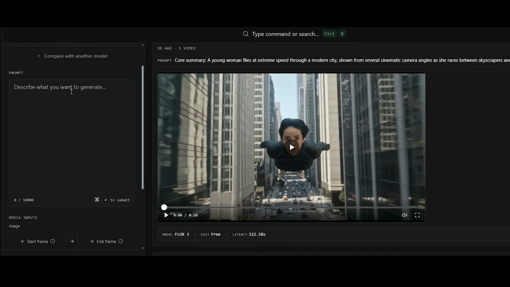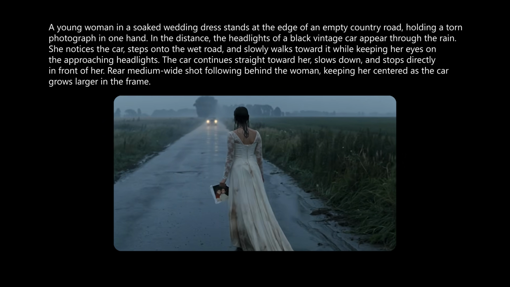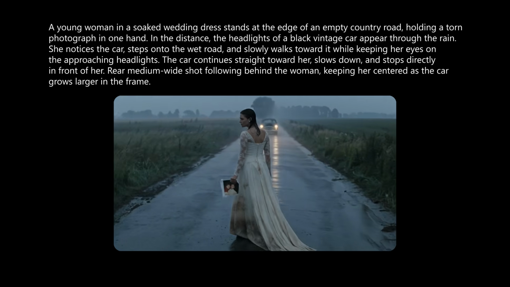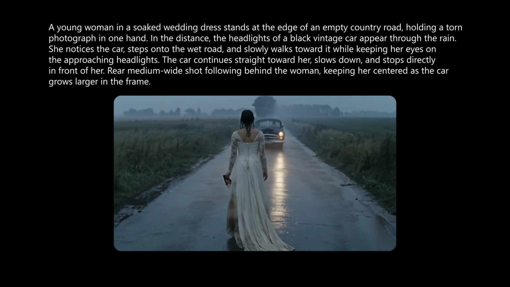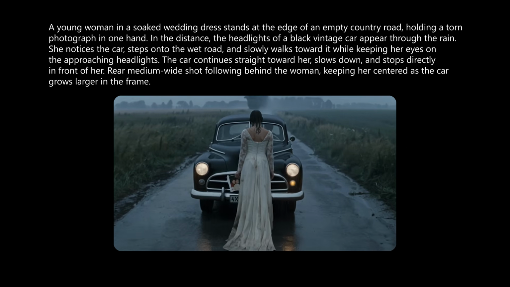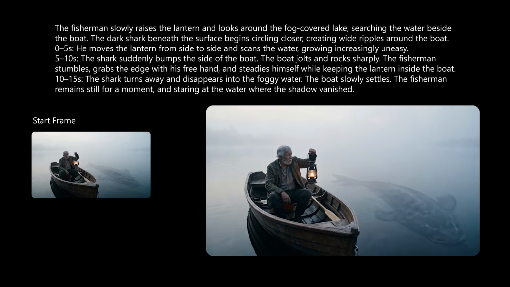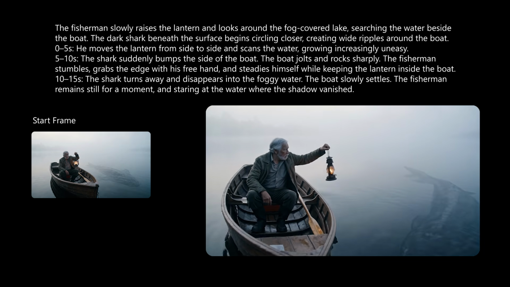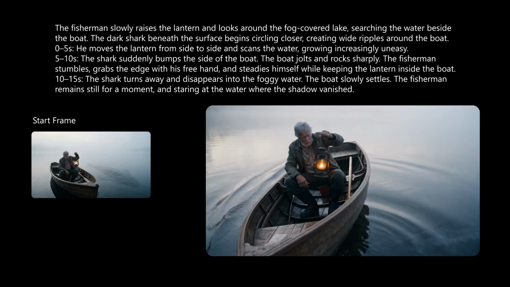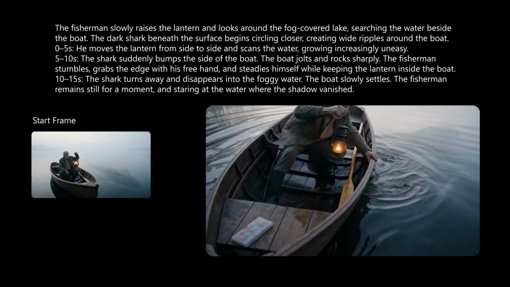The way you prompt Flux 3 depends on what you start with. In text to video, you're building the shot from scratch, so your prompt needs to describe the scene, the subject, and what happens. But with image to video, the image already gives Flux the starting point. Your job is mainly to describe what happens next, how the subject moves, what changes, and what the camera does. So don't spend half your prompt describing things that are already visible in the image.